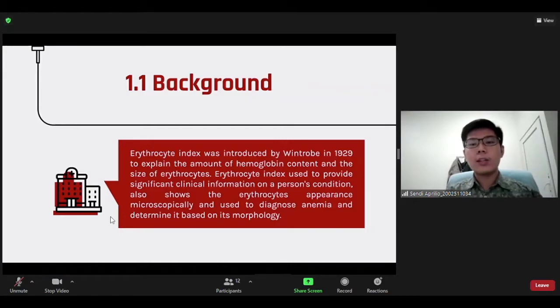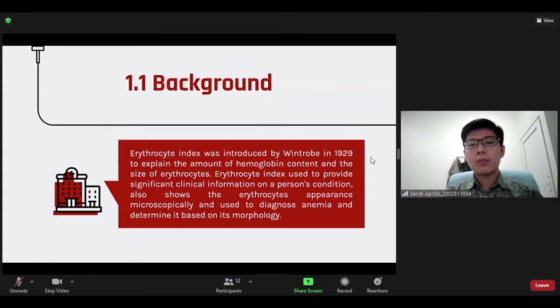That's why there is an erythrocyte index as a part of complete blood count test that was introduced by Winthrop in 1929 to explain the amount of hemoglobin content, the size of erythrocytes, and the appearance in microscope. Erythrocyte index is used to provide significant clinical information and diagnose anemia, also determine it based on its morphology.